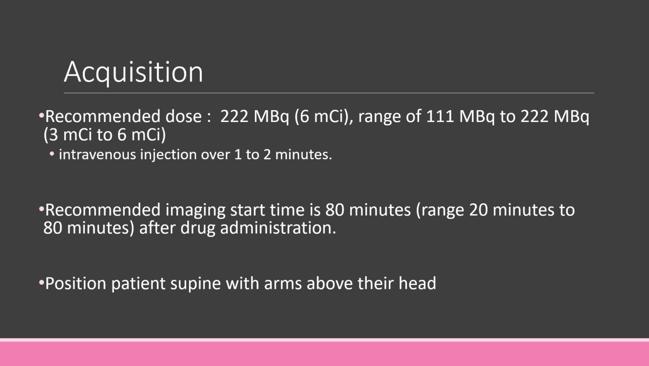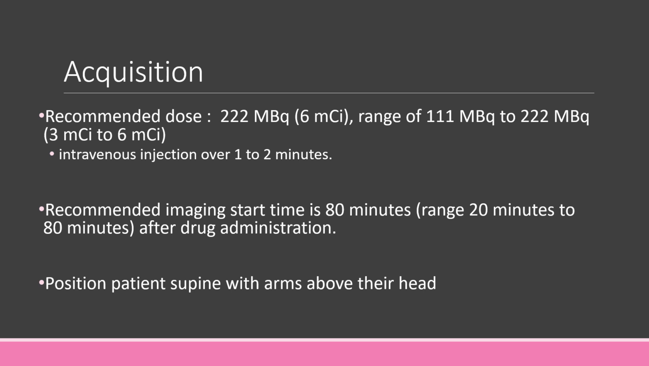As far as the acquisition goes, the patient will be injected with 6 millicuries. Now, this is a range of 3 to 6, but 6 is the most common. It is important to note that this injection should occur over 1 to 2 minutes. Don't administer it as a bolus. This should be administered slowly to the patient. It is recommended to start the imaging time at 80 minutes, although the range could be 20 minutes to 80 minutes after the drug administration, and that's dependent on the workflow of the department. But 60 to 80 minutes or 80 minutes is recommended.